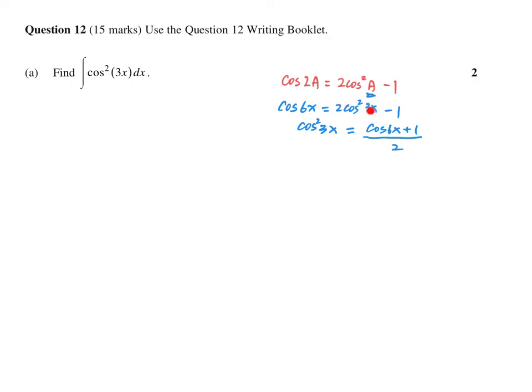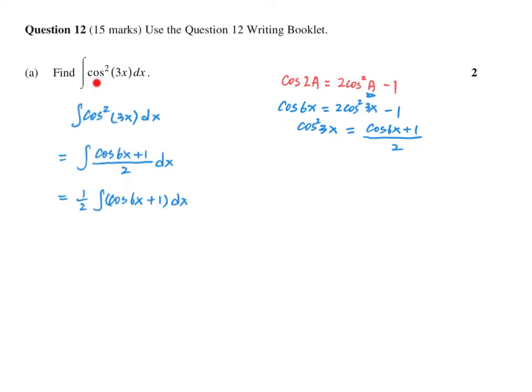If we change the subject to cosine squared 3x, it will be (cosine 6x plus 1) divided by 2. The reason for doing so is because we cannot do integration for a trigonometric function with degree greater than 1. This is a degree 2 trigonometric function. We don't know how to do it, and therefore we have to downgrade the degree 2 into degree 1. So the trick is, by using a double angle formula, we can downgrade the cosine squared into a degree 1 trigonometric function.